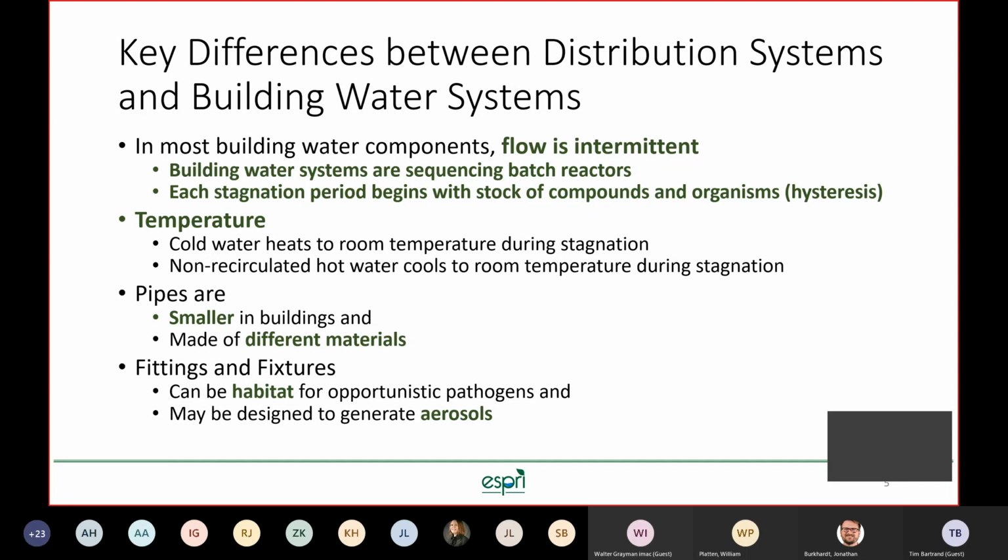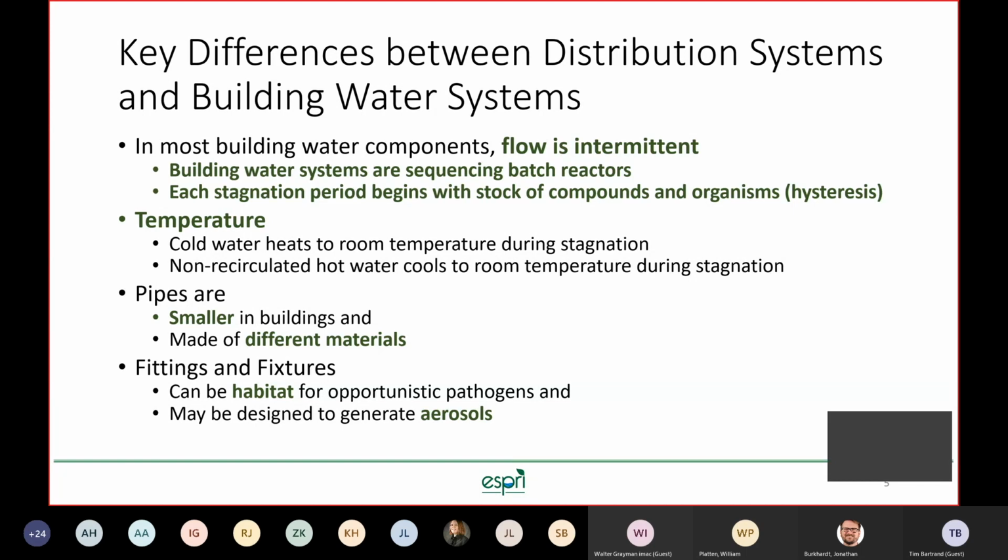In most building water components, flow is intermittent. You've already heard about this. You can think of building from a reactor modeling perspective. Building water systems are generally sequencing batch reactors, and they require different models than a fully flowing system. Each stagnation period begins with a stock of compounds and organisms. You build up manganese, you build up TOC, you build up organisms, and those are the beginning point for the next period of stagnation. So there's hysteresis in the system.